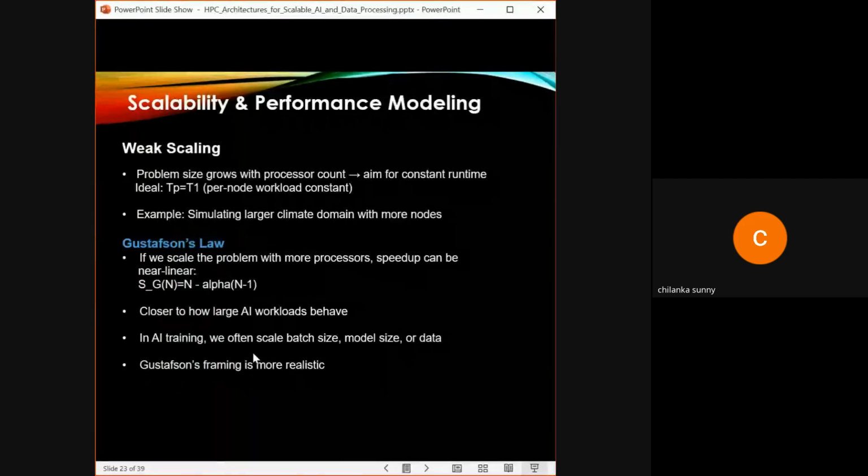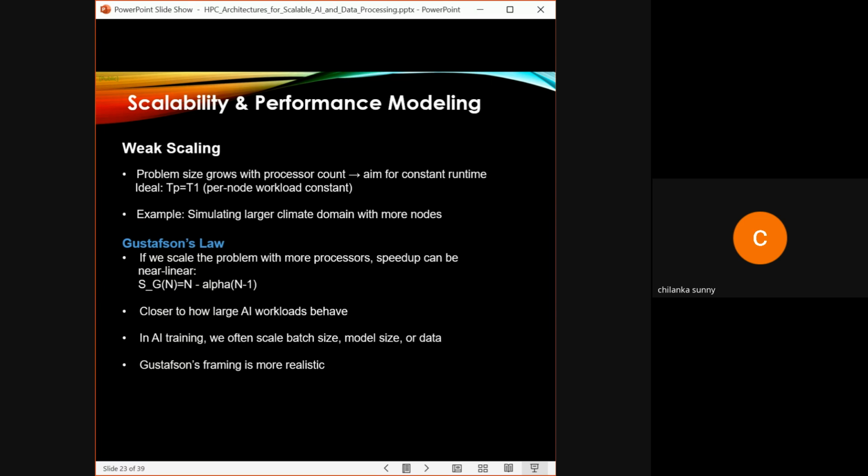And if we see this, we should say that it is closer to real world AI workloads, because in AI training, we often scale the batch size, the model size, or the data size. So the Gustafson framing is more realistic for large AI workloads, which continue to benefit from bigger scales.